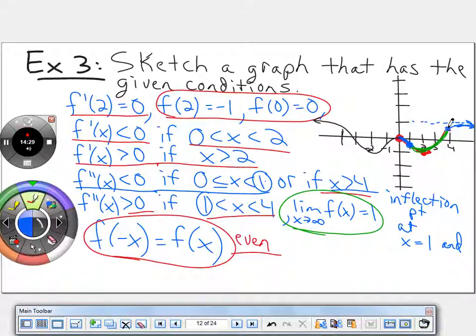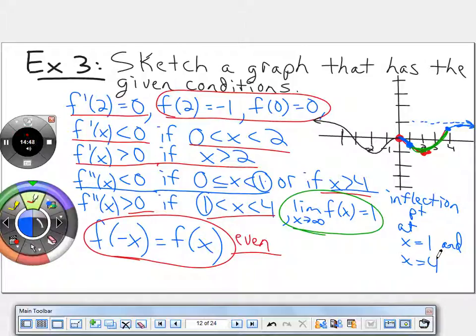How about right here at 4, where it was concave up, where the green is, and then it changed to concave down. So x equals 4. We don't have enough information to actually get the y-coordinate. We just can sketch a rough sketch of where the inflection point occurs, at least the x-coordinate. All right, that should do it.